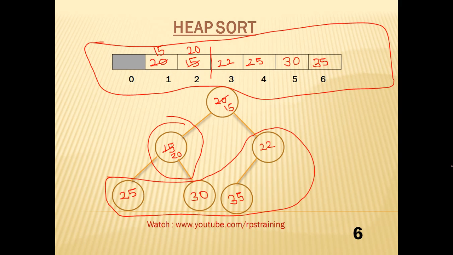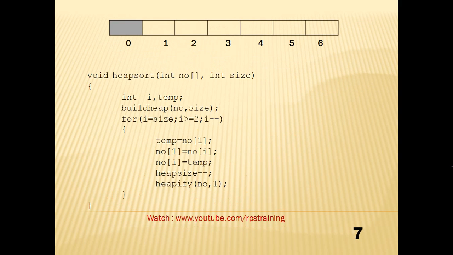Okay, look at this function. These are the numbers we have to sort using the heap sort mechanism, and from the main function heap sort will be called. This function will be called passing the array, and the size will be 6 here, and no is the name of the array.